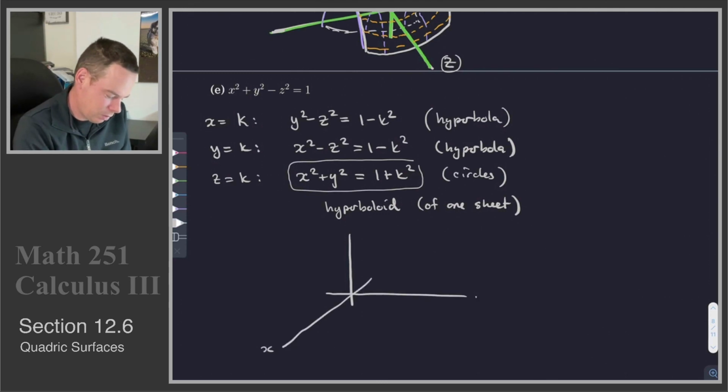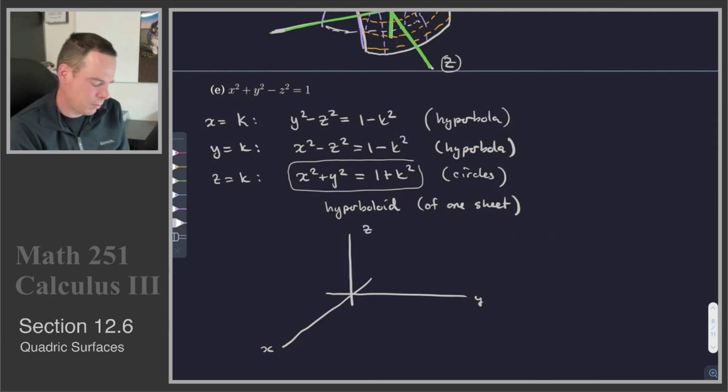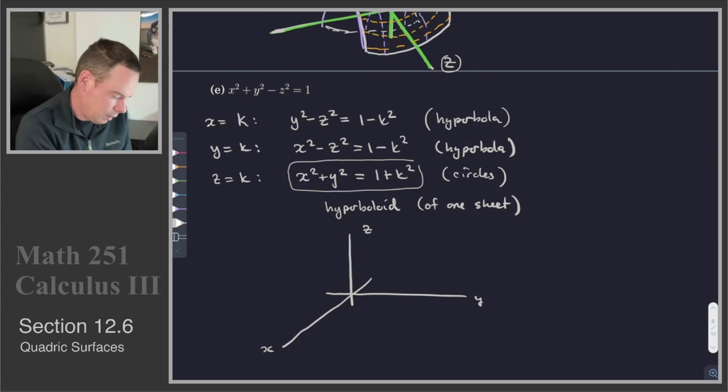So we got our x direction, our y direction, our z direction. I'm going to focus more on the circles than the hyperbolas in getting this sketch. So this says when k is 0, when the z value is 0, it's a circle of radius 1. So we're going to have a circle here of radius 1. Maybe I'll dot the back side of the circle. So there we go, there's our circle.